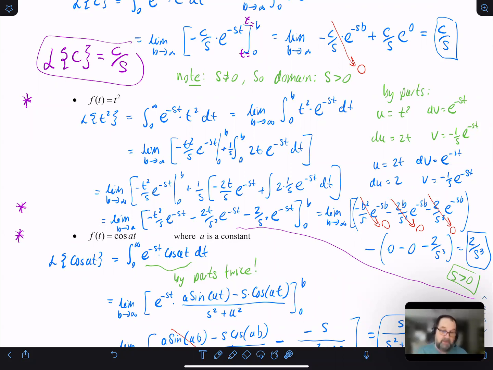So I've actually put this in here as a MyOpenMath question. So I'm going to have you do something like this for a MyOpenMath question. Be able to carry out an integral like this. It is a by parts, so give that a go here.